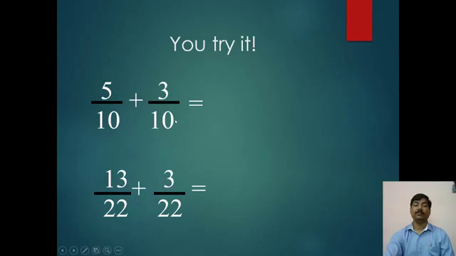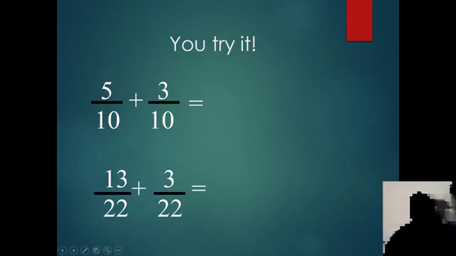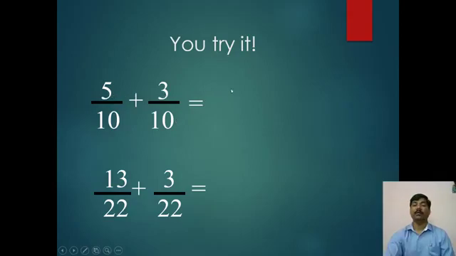To add them, we will add the numerators to get the numerator of the resulting fraction. So we will add 5 and 3. Here it will be 8. This 8 will be the numerator of the resulting fraction. And what will be the denominator of the resulting fraction? The denominator will be kept the same. So the result will be 8 upon 10. Then after that you have to simplify the result.